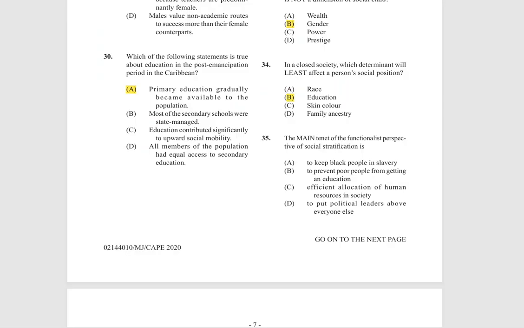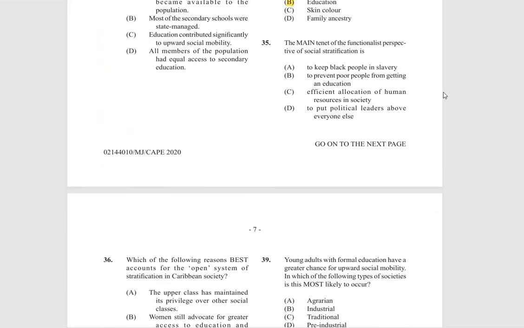The main tenet of the functionalist perspective of social stratification is A. To keep black people in slavery. B. To prevent poor people from getting an education. C. Efficient allocation of human resources in society. Or D. To put political leaders above everyone else. And the answer is C.